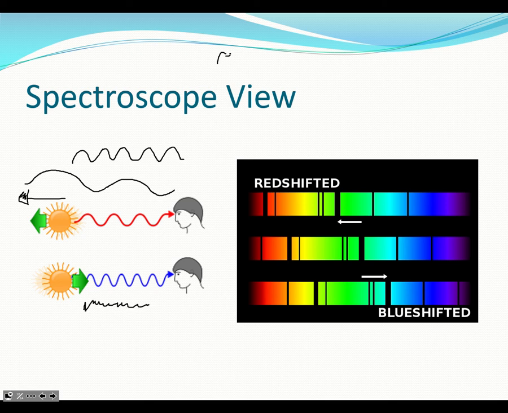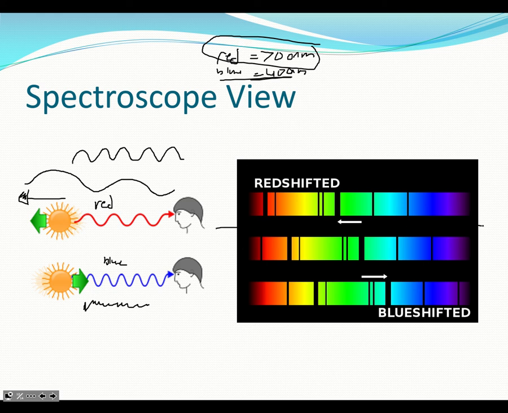So red light has a certain wavelength of 700 nanometers. Blue light is 400 nanometers. So what that means is a red light is longer. So when that light wave gets stretched out, we call it a redshift. And when the light gets smaller, gets squished together, it's a blueshift. So when the star is moving away from us, we call it a redshift. When the star is moving towards us, it's a blueshift. And it's not the actual color that we see.